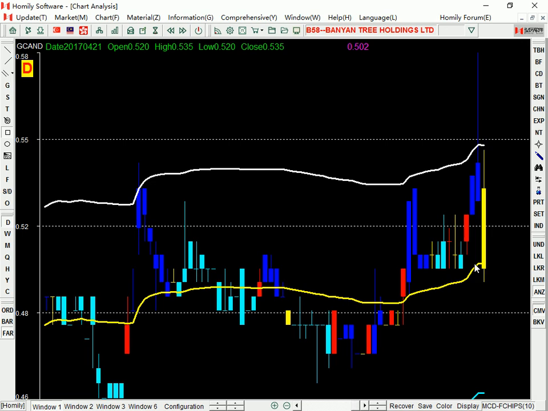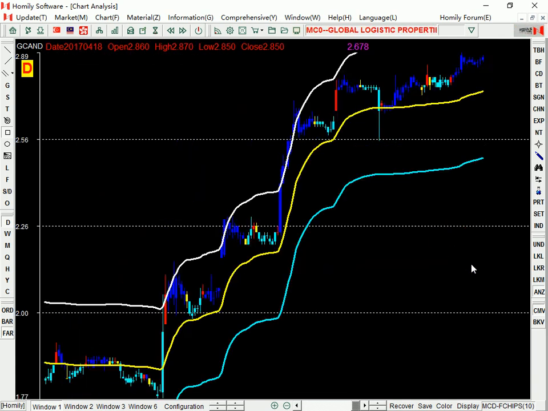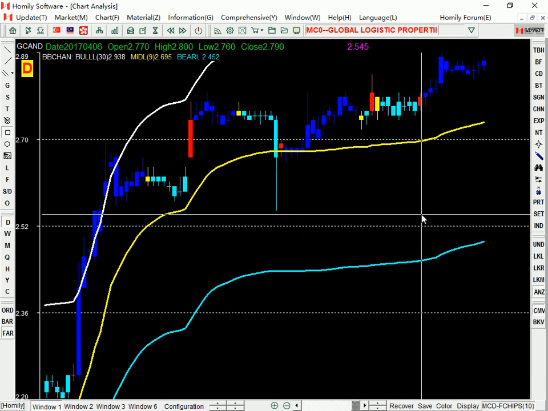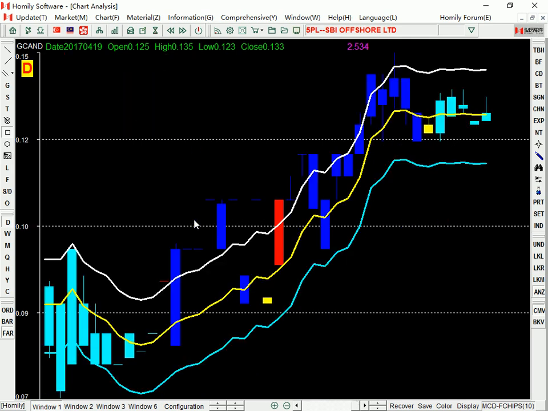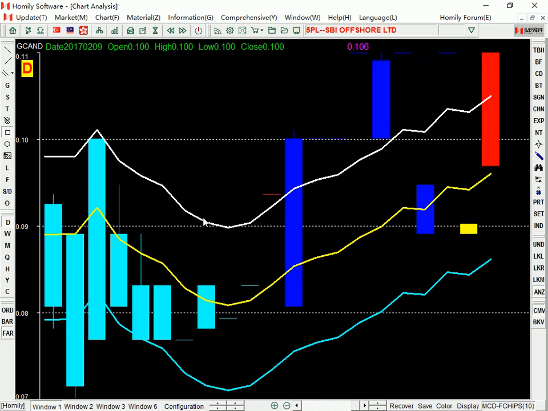So let's see this one. Can buy or not? Here can we get in or not? No. Yellow one cannot buy. Here can buy or not? Yes. Here also can. Here also can. Here can. Uptrend.